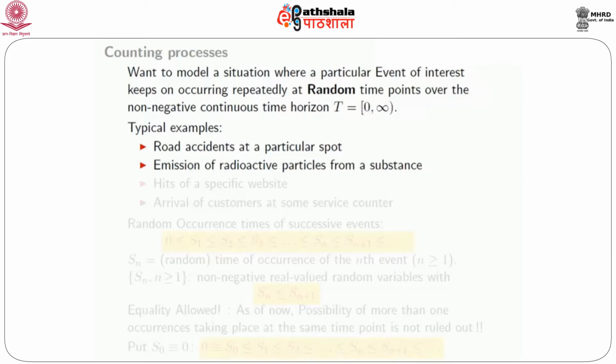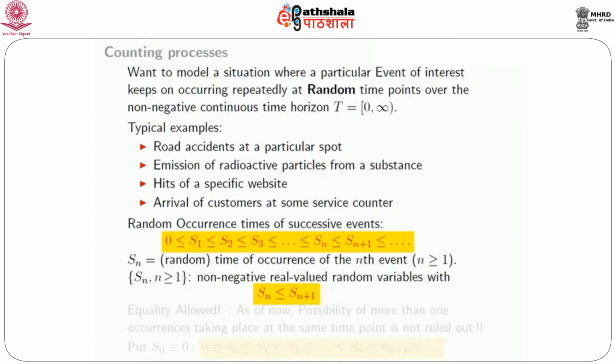Okay, so you have random occurrence times of the successive events, so we would denote them by S1, S2, S3, etc., Sn. So S1 is the time of occurrence of the first event, S2 is that of the second event, and so on and so forth. So in general, Sn is the random time of occurrence of the nth event, n greater than or equal to 1. So Sn's are non-negative real valued random variables, satisfying this inequality that Sn has to be less than or equal to Sn plus 1, because Sn is the time of occurrence of the nth event and Sn plus 1 is the same for the n plus first event, so they must be ordered this way.